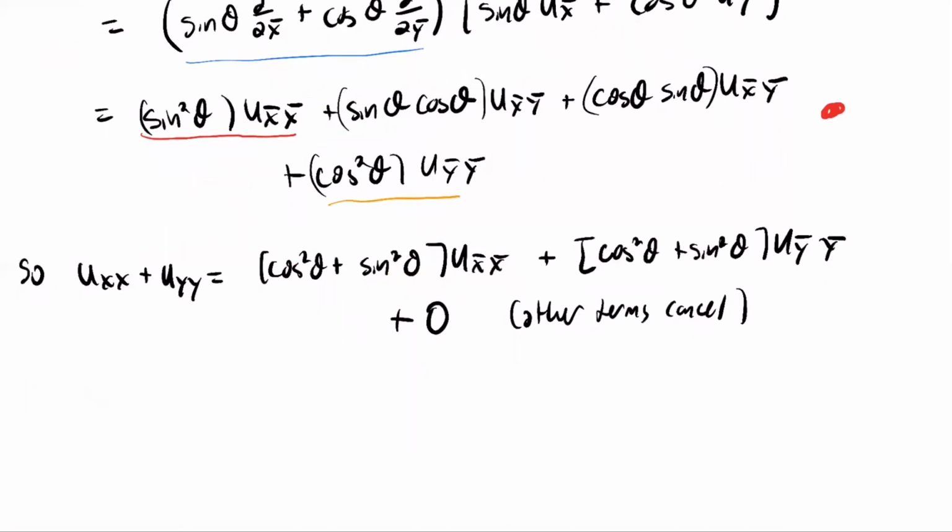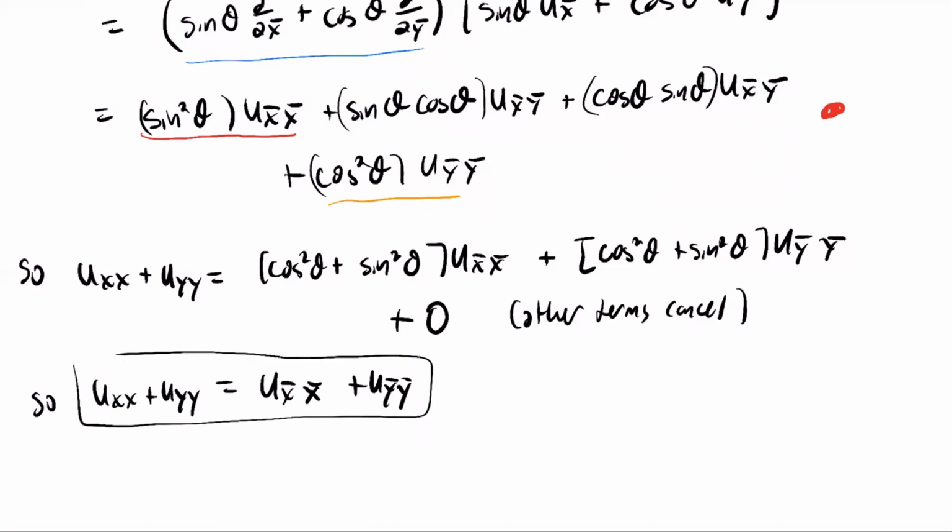But again, as I just said, remember cosine squared plus sine squared of a fixed angle theta is always equal to 1. So this says that uxx plus uyy is equal to ux bar x bar plus uy bar y bar, right? And so this proves, as claimed, that the Laplacian is invariant under this rotation operation, right? So if I change my coordinates xy to x bar y bar using a rotation, the action of the Laplacian doesn't change on the function. You get the same output when you apply the Laplacian in either coordinates.